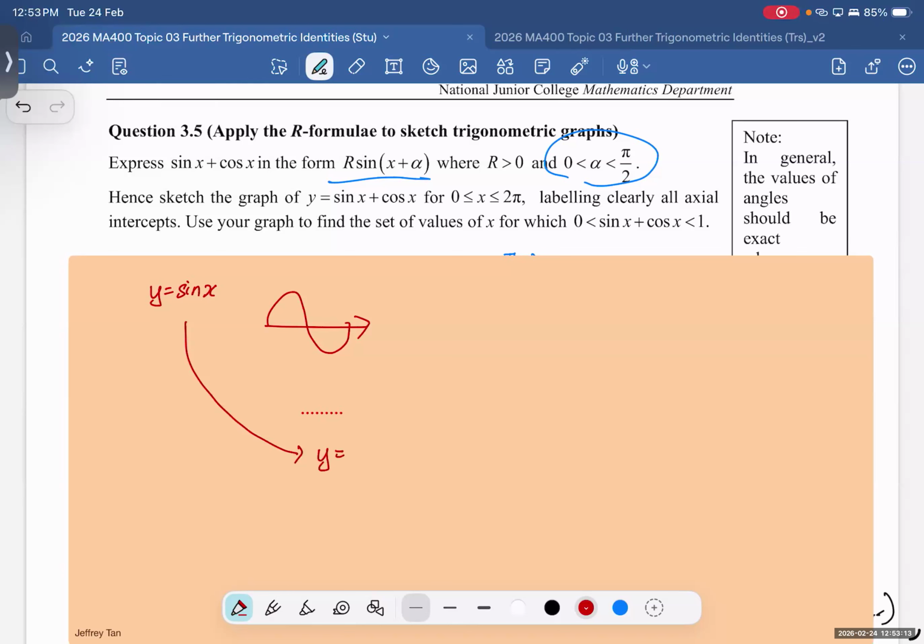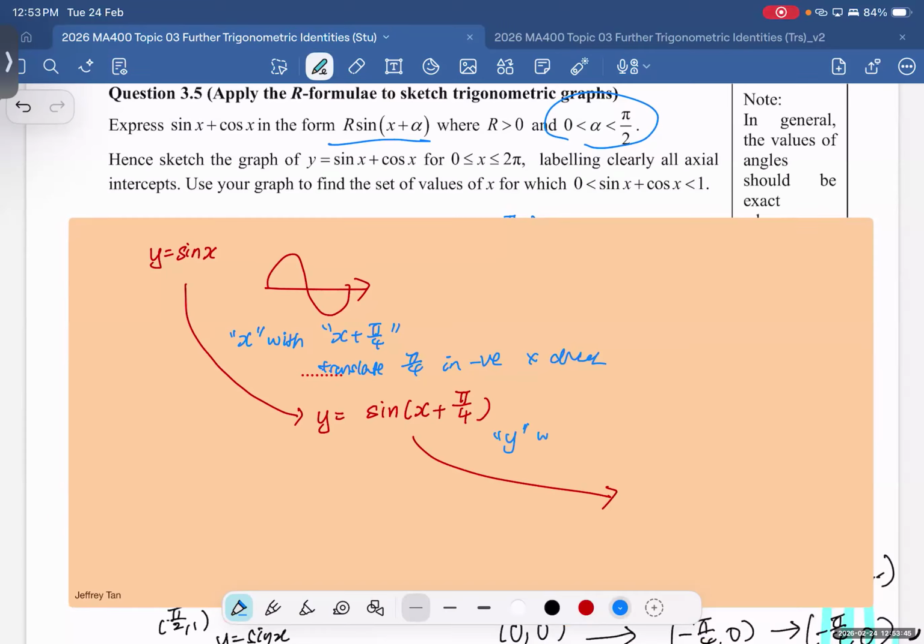Now from sine x, what do I do? If it's affecting x and y, then the order of transformation does not matter. Here, if I'm replacing x with x plus pi over 4, can anyone tell me what's going to happen to the coordinates? Minus or plus? Minus. You translate pi over 4 in the negative x direction. After that, what will happen? I'm replacing y with y over square root 2, right?